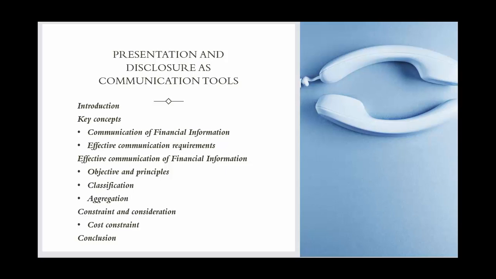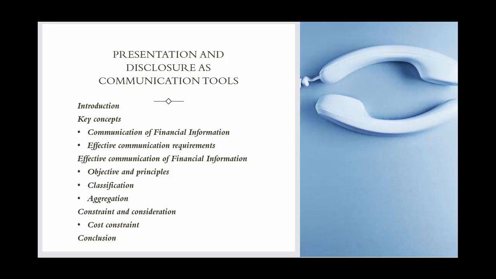Constraints and considerations. While effective communication is the goal, there are constraints, such as costs. The benefits provided to users by presenting or disclosing particular information should justify the costs of providing and using that information. Hence, decisions about presentation and disclosure need to balance usefulness and cost-effectiveness. Cost constraints. For example, a small business may find it too costly to disclose detailed segment information that a larger corporation might routinely provide. The cost-benefit analysis helps decide the level of detail that is practical and necessary.